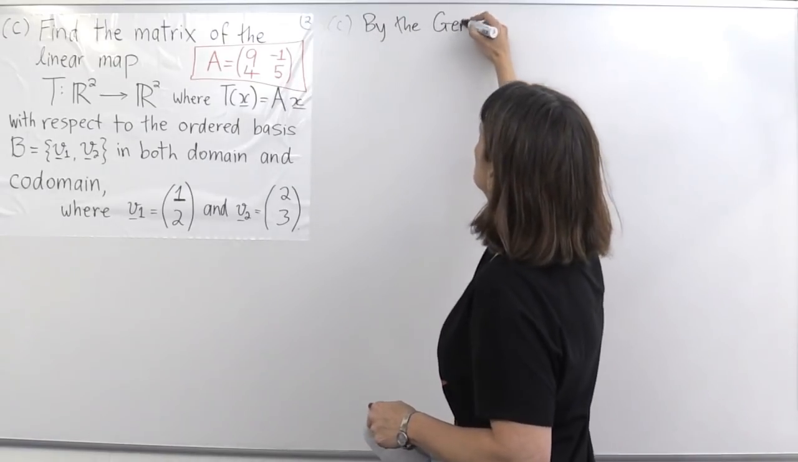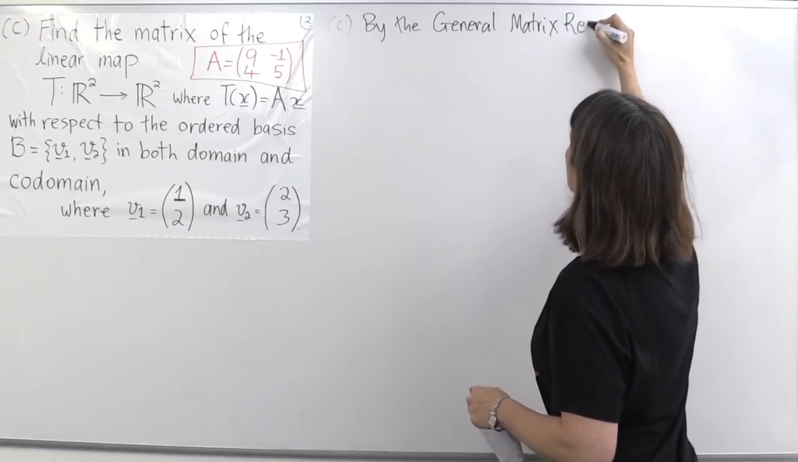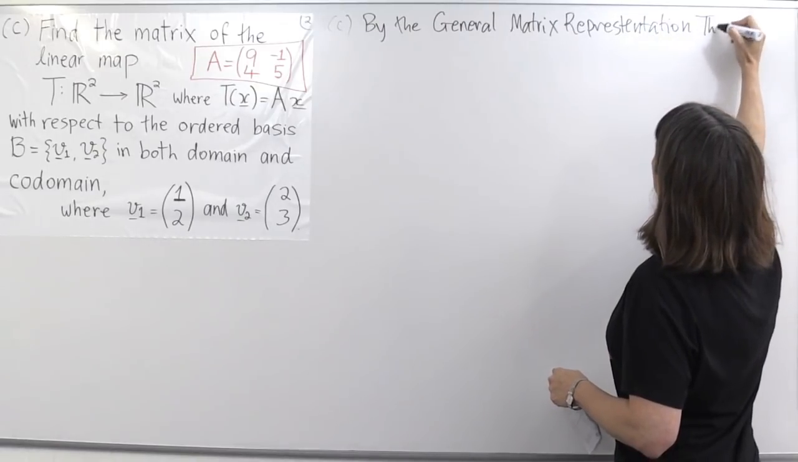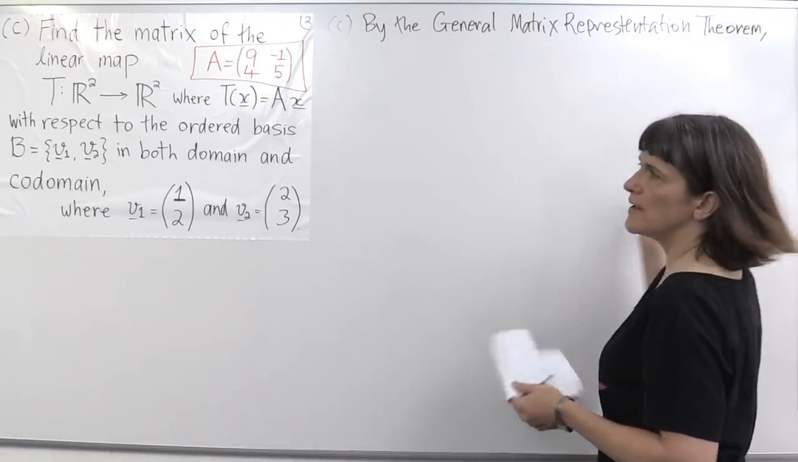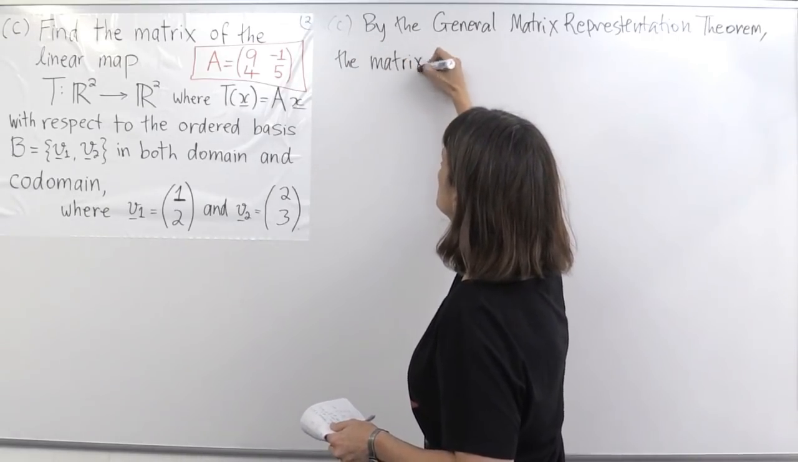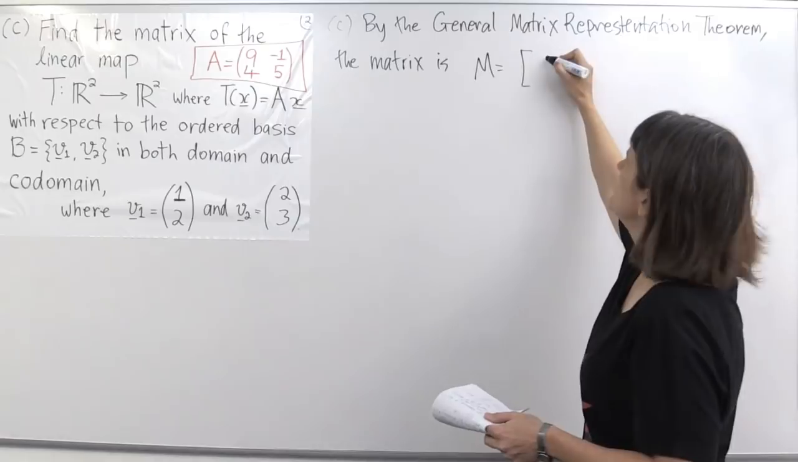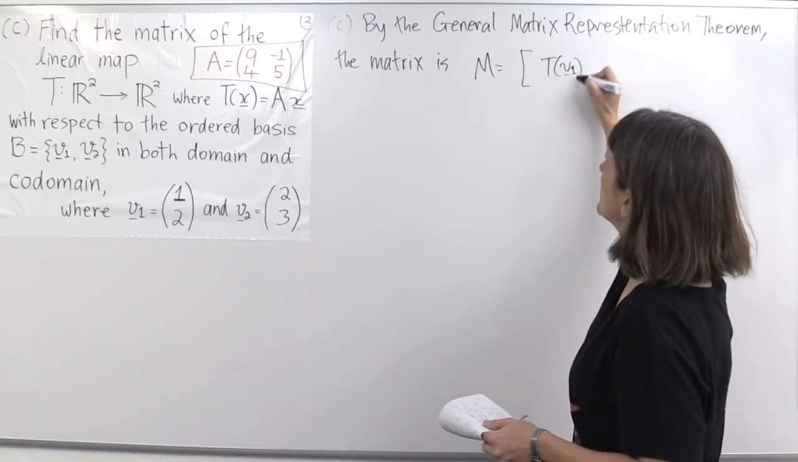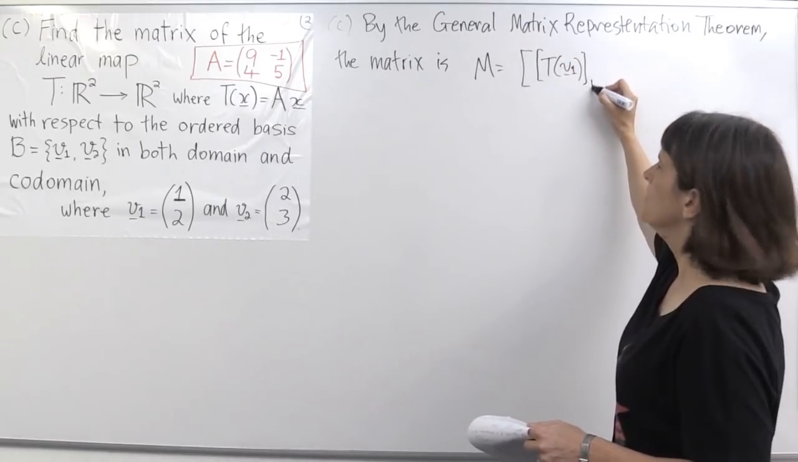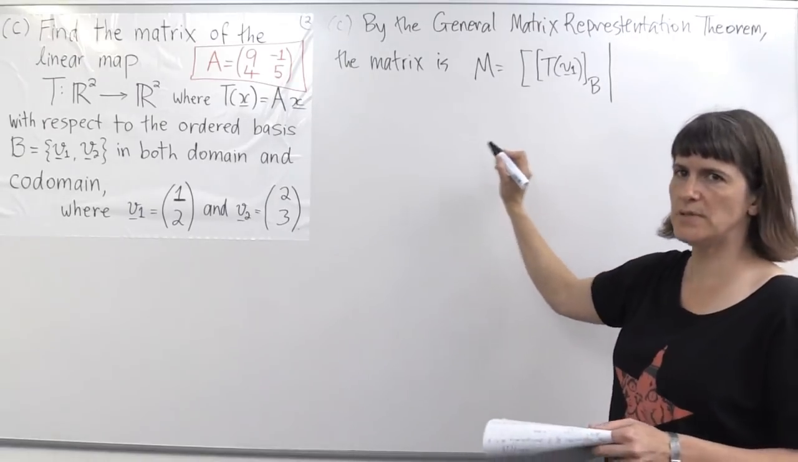By the general matrix representation theorem, we have a recipe for finding this matrix. Let's call it M. To get the first column, you apply T to V1. That gives you an element in R2, but we need its coordinate vector with respect to the basis B. And that's the first column of the matrix of T with respect to this particular basis.